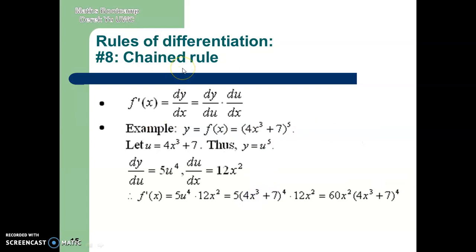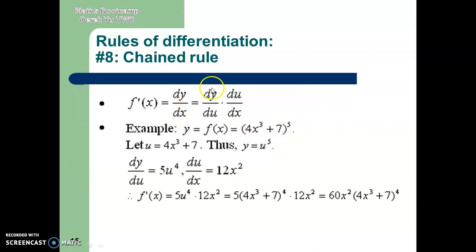Then I move on to the last rule, which is the chain rule. Okay. It happens when I have this type of function. Let's say y is a function of x, and then you see this term (4x cubed plus 7) in brackets, but to the power of 5. You don't want to expand this 4x cubed plus 7 five times. It will take ages to do the expansion. This is why we use the chain rule.